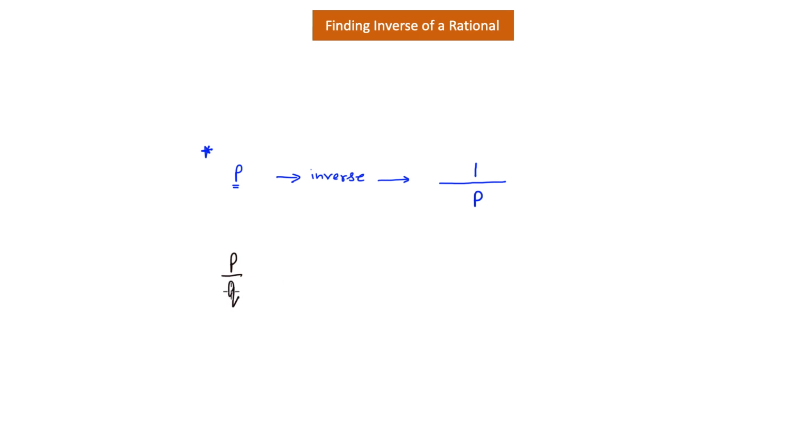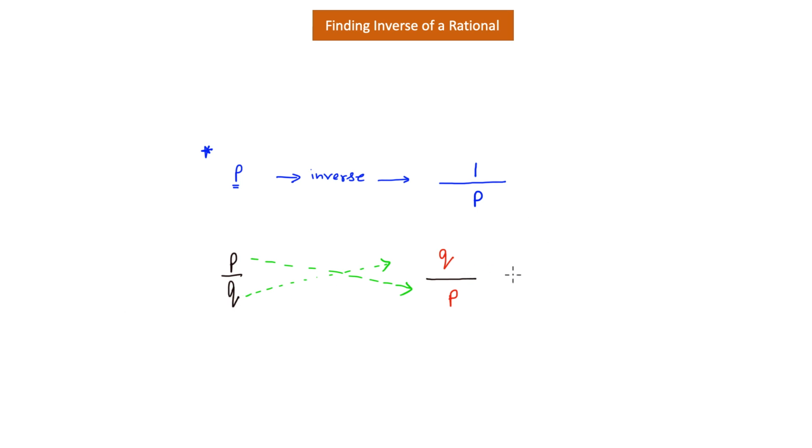Now, instead of this integer, what if you are given a rational number in the form of p over q? How would you find the inverse of such a number? Well, the answer is very simple. You will define a new rational number such that the denominator of the first goes in the numerator, and whatever is in the numerator goes in the denominator of your new rational number. So p will come here. So the inverse of p over q will simply be q over p.